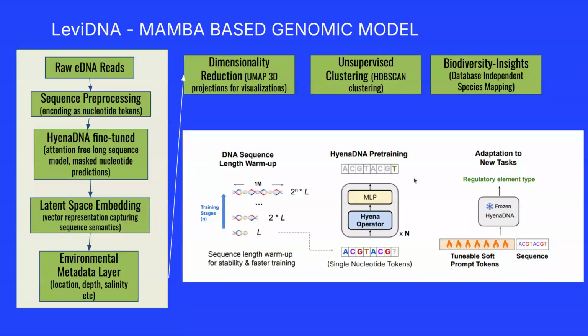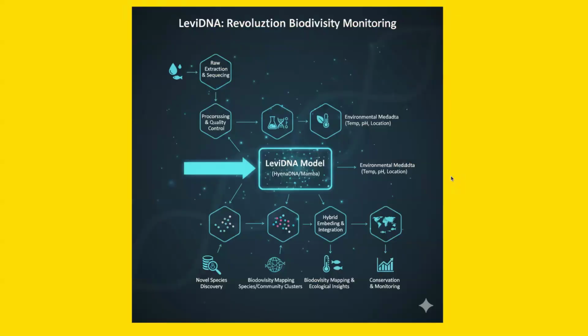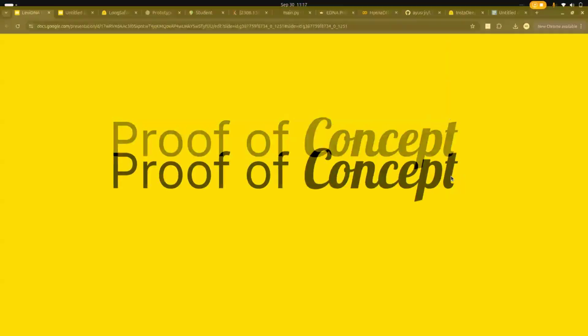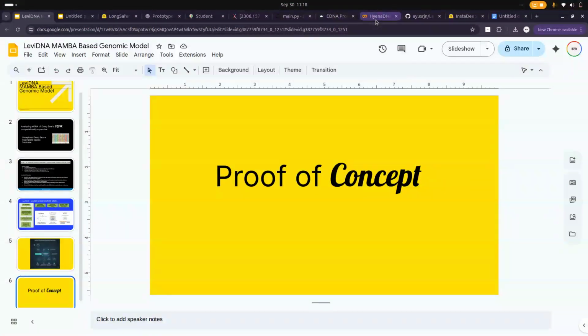This picture is a description of the HyenaDNA model. We'll use the same model and freeze all the pre-trained operators and parameters. We'll introduce new layers for further classification and downstream tasks. For a proof of concept, I will now show you what we have implemented.